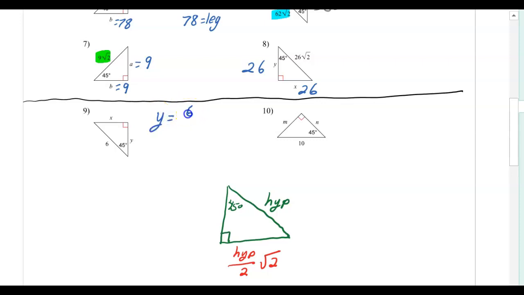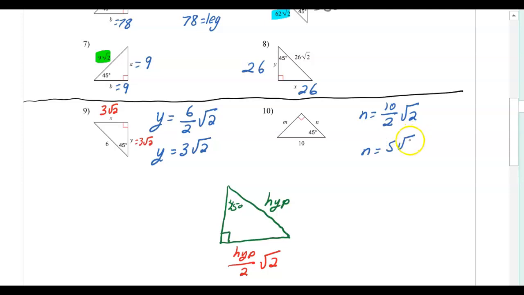will equal 6 divided by 2 square root of 2. So y is equal to 3 square root of 2. X is 3 square root of 2. In problem number 10, n is going to be the hypotenuse divided by 2 times the square root of 2. So n will be 5 square root of 2. And since the legs are equal, m is also 5 square root of 2.